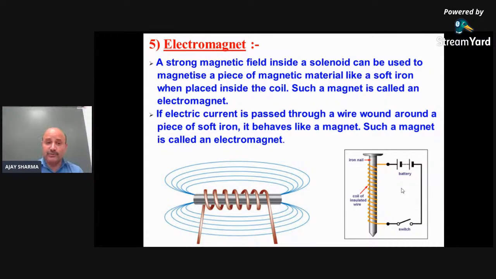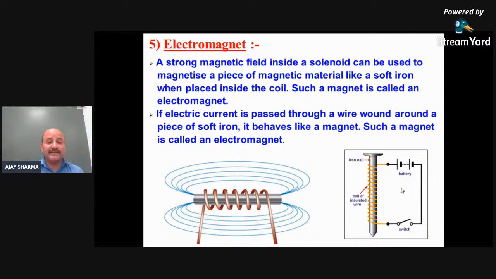Now a strong magnetic field inside a solenoid can be used to magnetize a piece of a magnetic material like soft iron when placed inside the coil. If you take a magnetic material like soft iron and place it inside a solenoid, this combination becomes an electromagnet. And why do we call it an electromagnet?